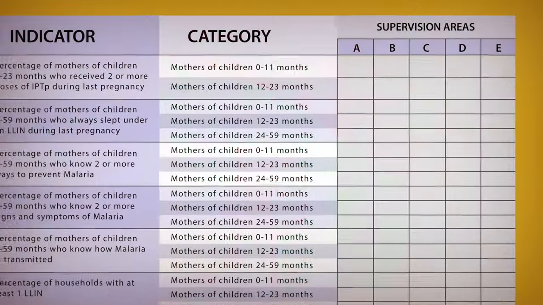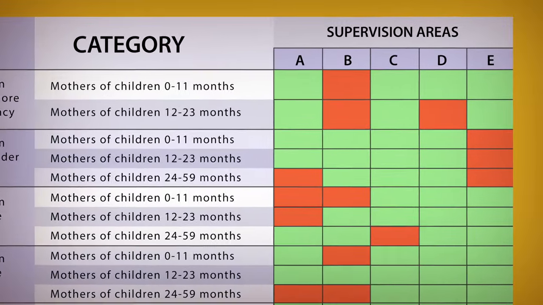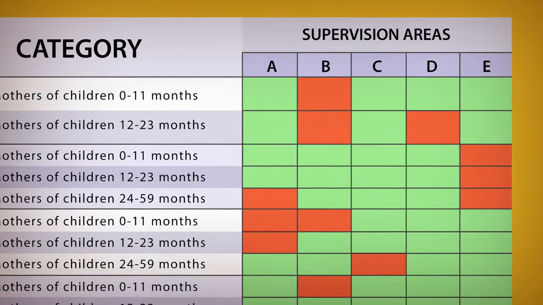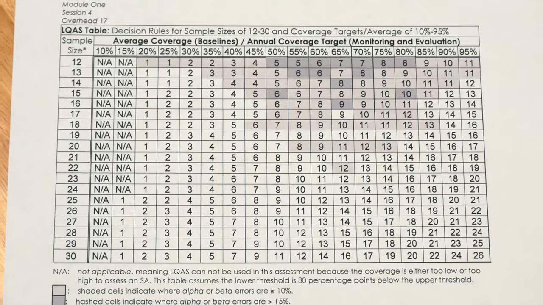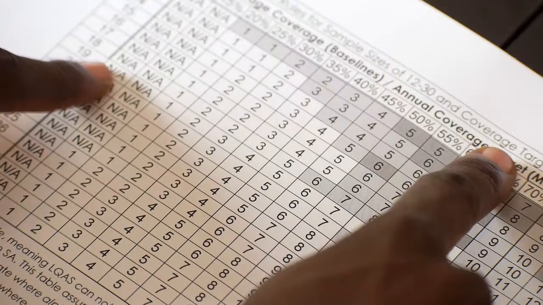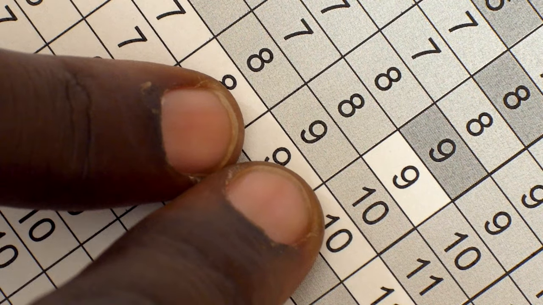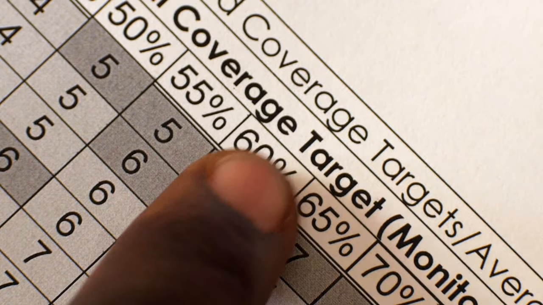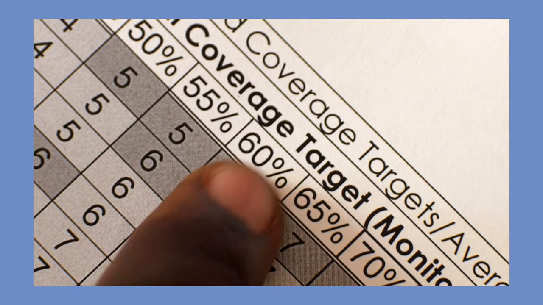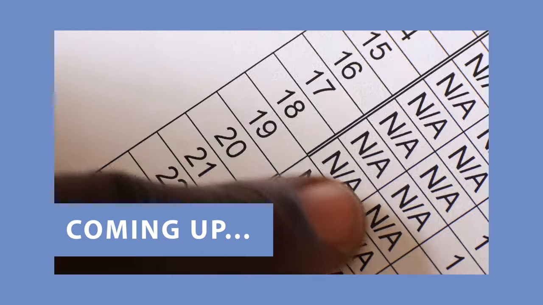In other words, this sample of 19 allows us to classify a supervision area as a success story or as a source of concern. To do this, we use a specially designed LQAS table, which gives us cutoff points or decision rules, and these tell us into which category our supervision area falls, using the results from our sample of 19. We'll look at this in more detail later on.